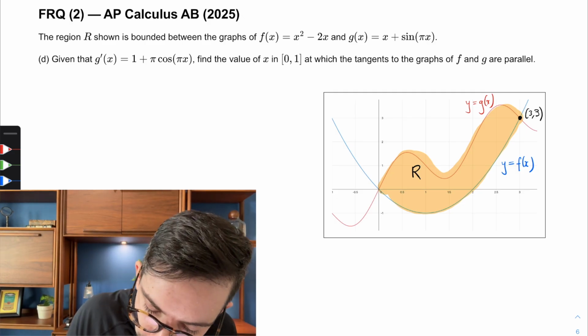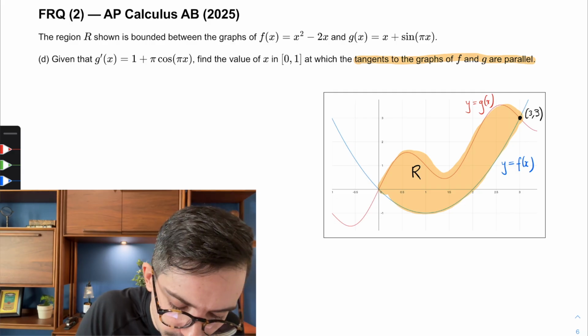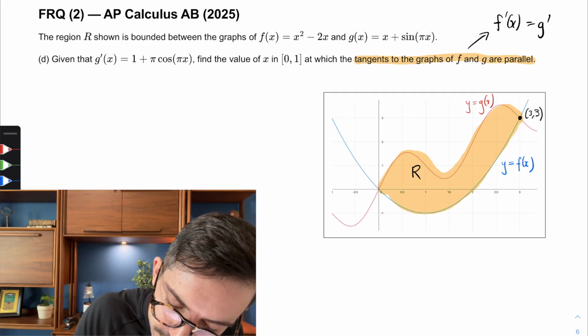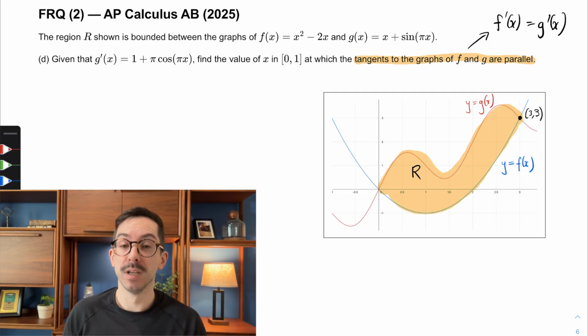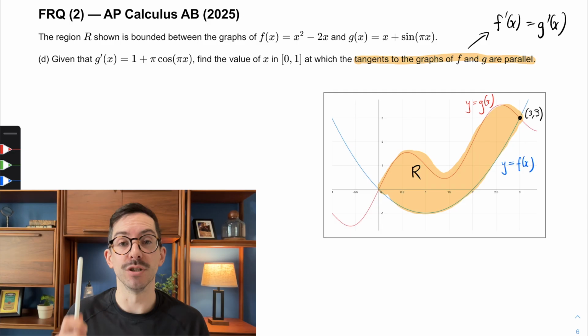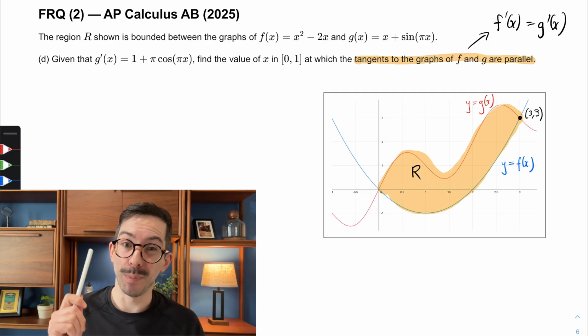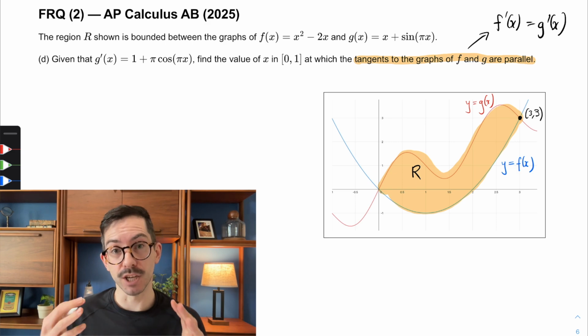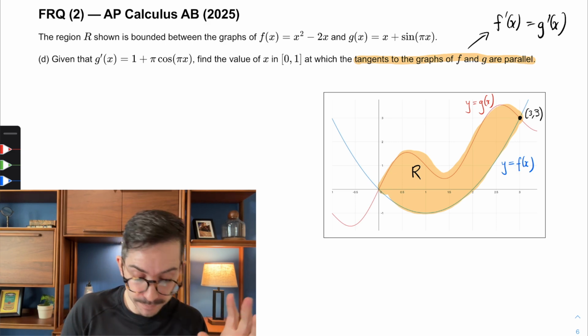So the fact that we're looking for tangents being parallel, that tells me immediately I want f prime to be equal to g prime, right? F prime is measuring the slope of the tangent of f. G prime is measuring the slope of the tangent of g. When straight lines are parallel, that happens if and only if they have the same slope. So we've converted the question into solving an equation.